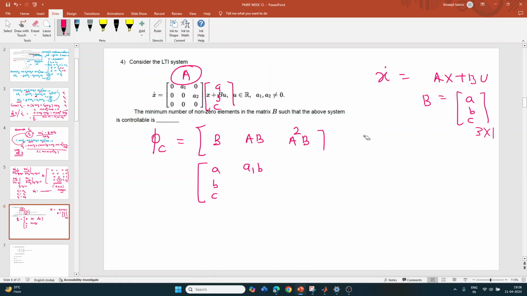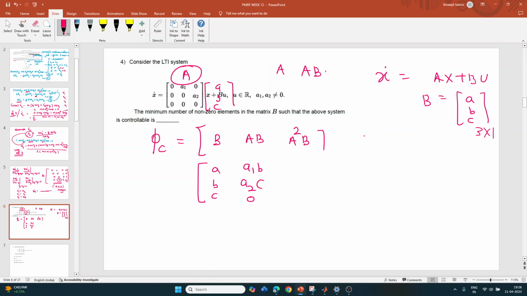Sorry, A to C is not here. This will be A to C, and the next element is 0. After you find out AB, then you find out A square B. A square B is nothing but AB into A. A is this one.